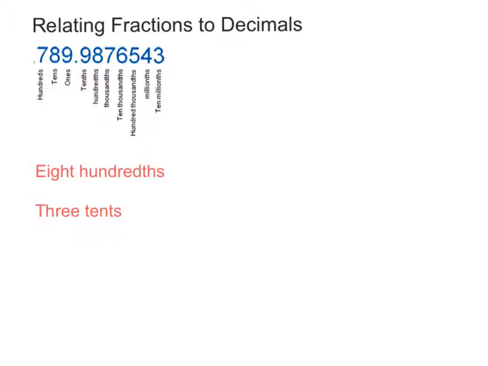So if we say 8 hundredths, what that looks like is 0.08, right? Because the hundredths is in this second spot. Okay? And 3/10, as you know, looks like 0.3 because this is the tenth spot right after the decimal.